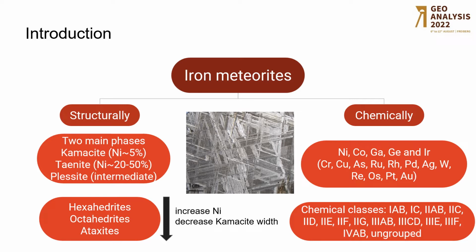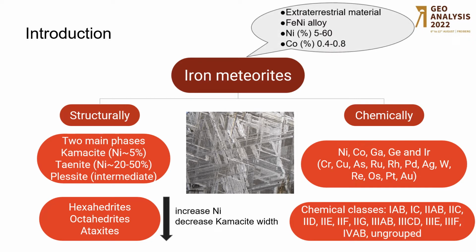They can be classified in two ways, structurally and chemically. These two classifications are complementary. Depending on the nickel content and the cooling rate, two metallic phases are normally present, kamacite and taenite, and an intermediate state called plessite. The structural classification is macroscopic. When a polished surface is etched with a nitric solution, the phases are revealed. Here is an example of an etched surface.